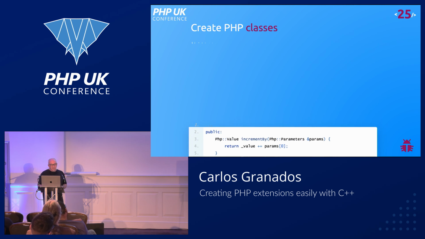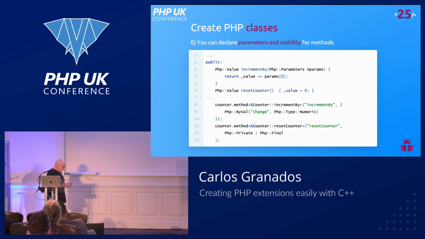More things about creating PHP classes. You can, of course, declare some of the methods to receive some parameters. So for example, if I have a function which is called increment by on my counter class, which receives a parameter which is by how much I need to increment it, then when I declare it, I can declare that it has one parameter, which is called change, which is going to be numeric, and I pass by value, and it's going to be available here in this function so that I can use it on the C++ side of the thing.